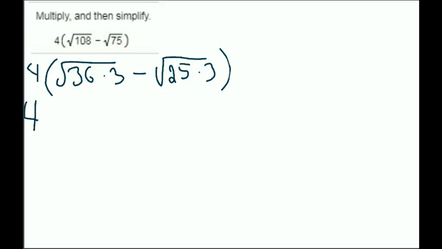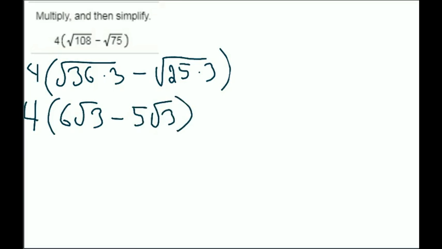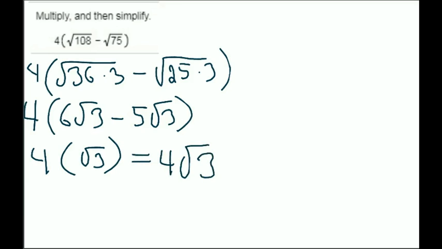So we'll bring this down here, take the square root of 36, we get 6 square roots of 3, minus, take the square root of 25, we get 5 square roots of 3. So now we do the subtraction in here, so we get 4 times 6 square roots of 3 minus 5 square roots of 3 is 1 square root of 3, which equals out to 4 square roots of 3.